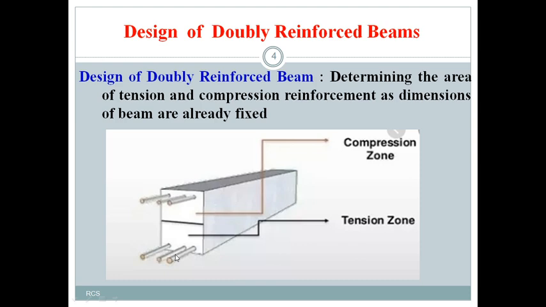What is the area of tension reinforcement? And this is a compression reinforcement. Here we have to calculate ASC, the area of compression reinforcement. If we calculate these two, then the design is over. After calculating those values, we go for checks, some flexural checks and shear checks.